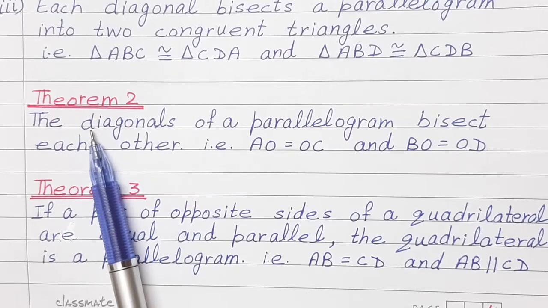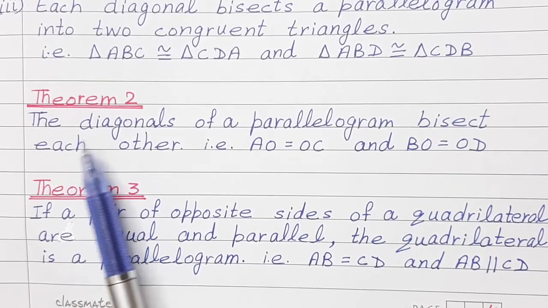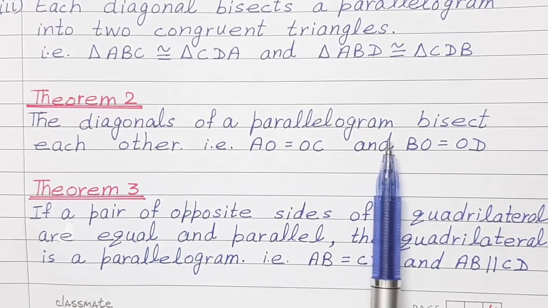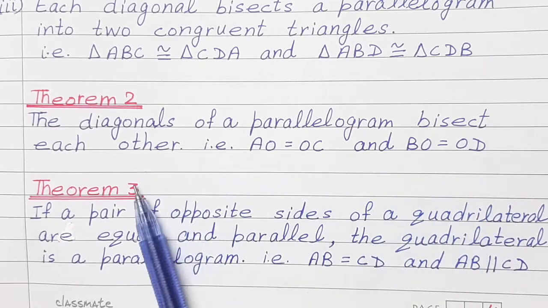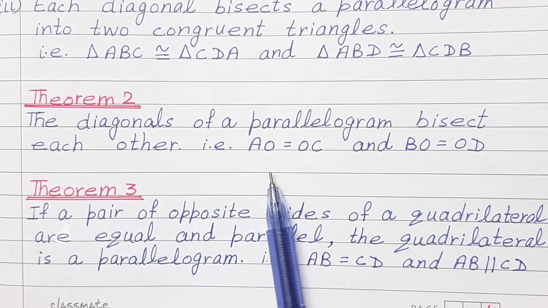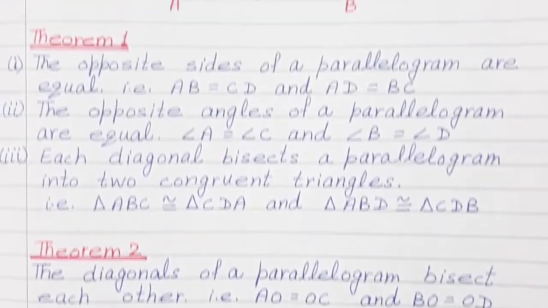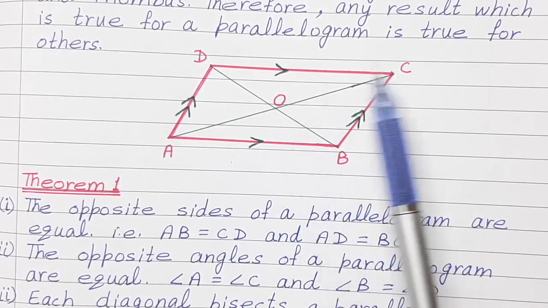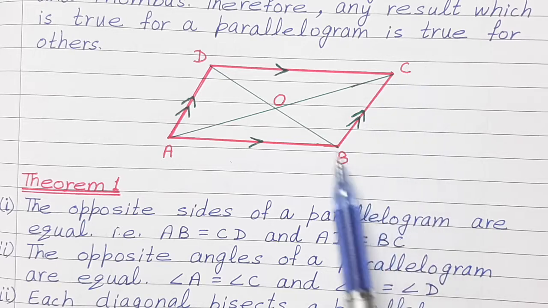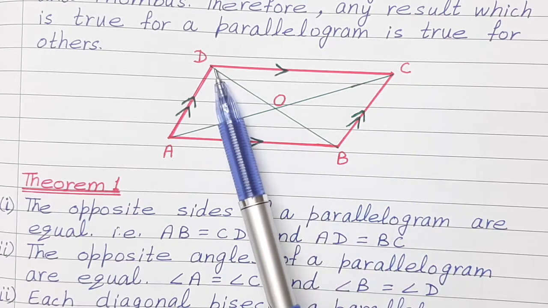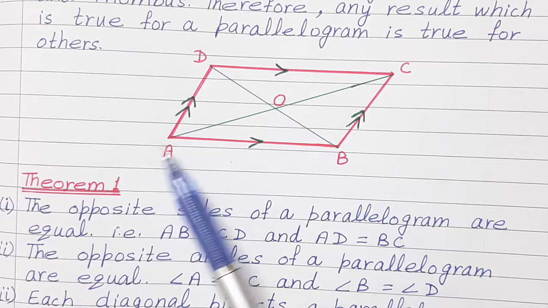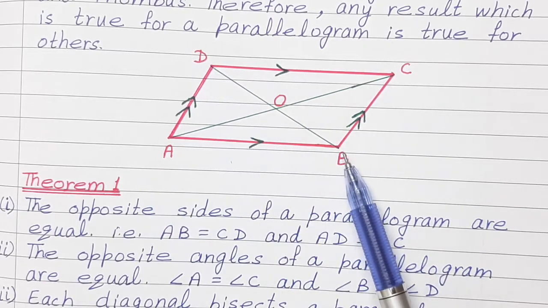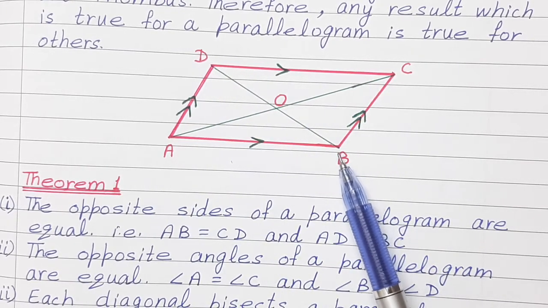Now children, theorem number 2: the diagonals of a parallelogram bisect each other. That is, now you can again see in the diagram, AO is equal to OC and BO is equal to OD. Right? So AC and BD are bisecting each other. Clear?